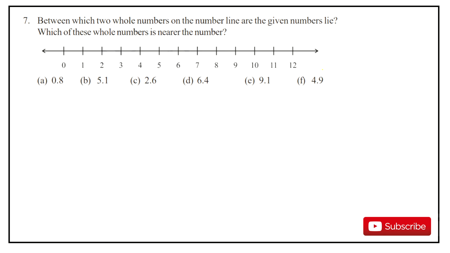Okay. Coming to the seventh one, between which two whole numbers on the number line are the given numbers, and which of these whole numbers is nearer the number? Okay, so basically what you have to do is first identify the numbers which are nearer to each other. Yes.